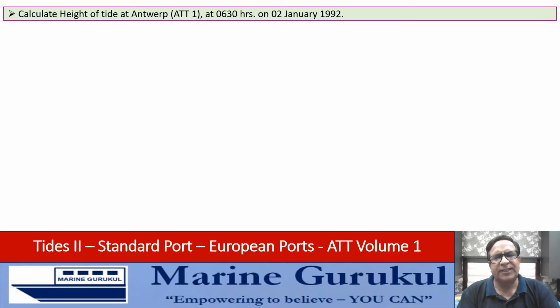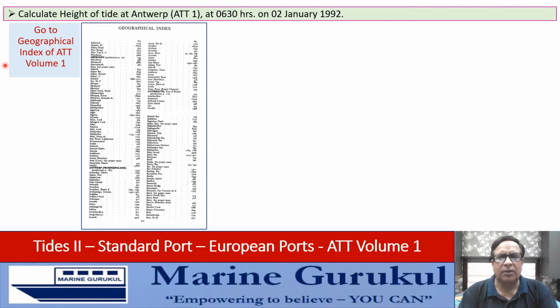But when it comes in the exams, it may not be mentioned whether it's a standard port or a secondary port. So every time we shall carry out the entire process without assuming or presuming that the given port is a standard port. So now what shall we do? We shall go to the geographical index of ATT Volume 1. When you go to the geographical index, it's all in alphabetical order. You'll look down for the port of Antwerp, and the port of Antwerp is here.